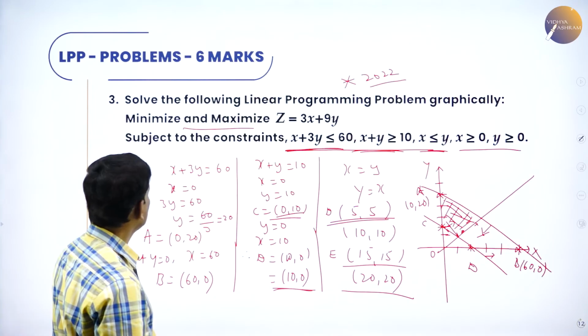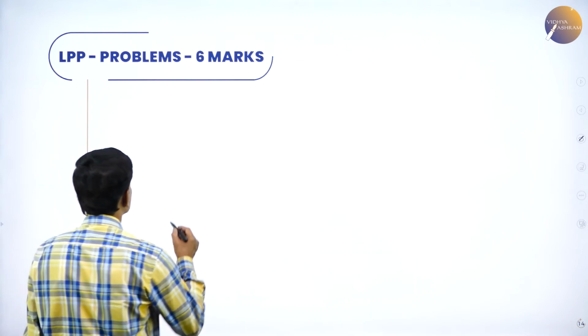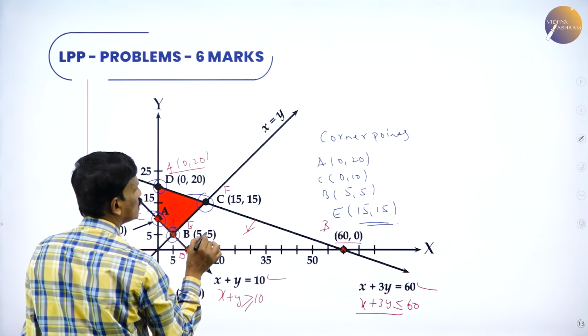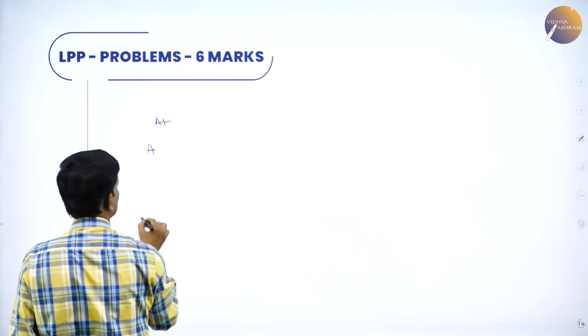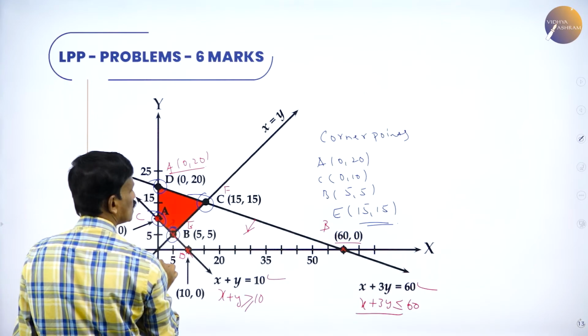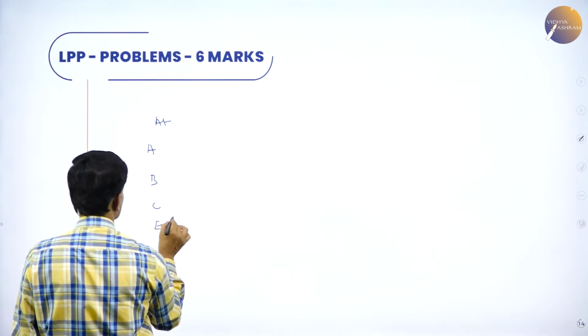Now find out the maximum and minimum value. Now here, what are the points? At A, B, C and E.